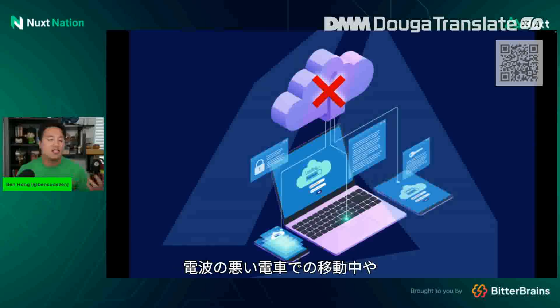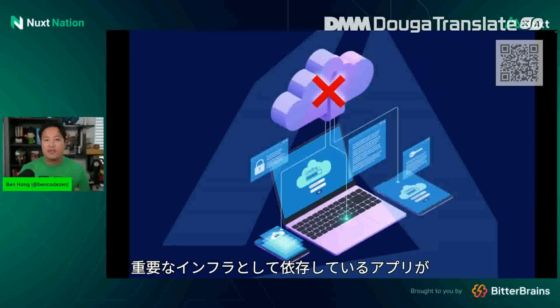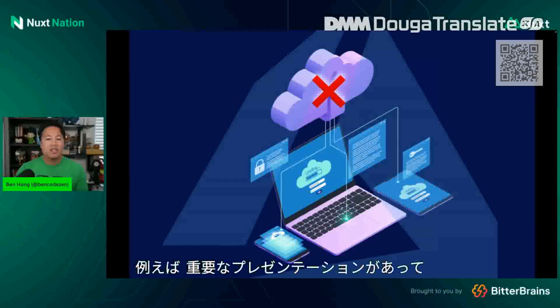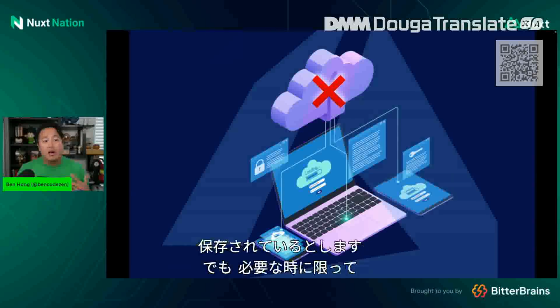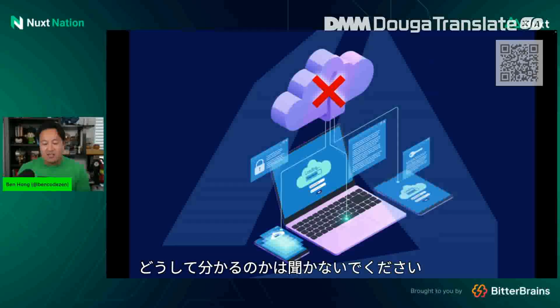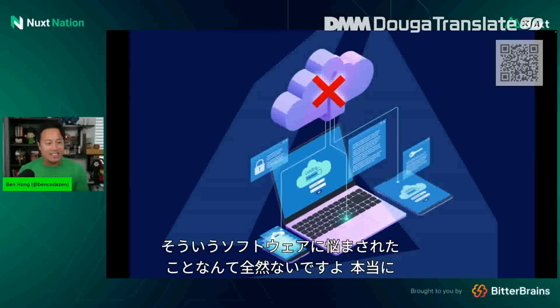So whether that's traveling on a train that has spotty signal, or frankly, you're sitting at the coffee shop with weak Wi-Fi, or also known as Li-Fi. And it's really frustrating when the apps that we rely on for our critical infrastructure basically keep us out of reach from our work. Say, I don't know, let's say, for example, you have a big presentation and you have all your notes in this app that only works when it's online, except, oh, sorry, the time you needed, the servers are offline. And so you've lost also some of your data before your big presentation. And, don't ask me how I know. Not that I haven't been there before. And no, I'm not bitter at all that software hasn't done that to me before.